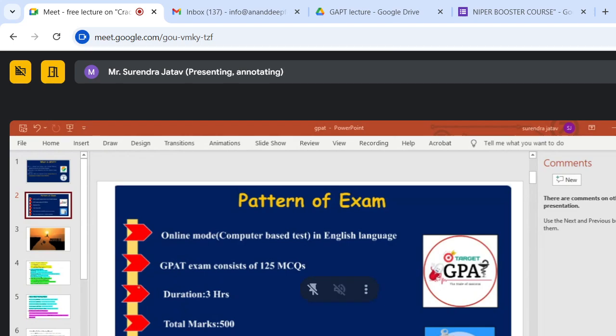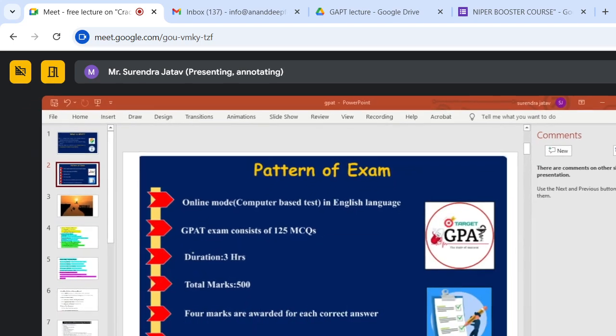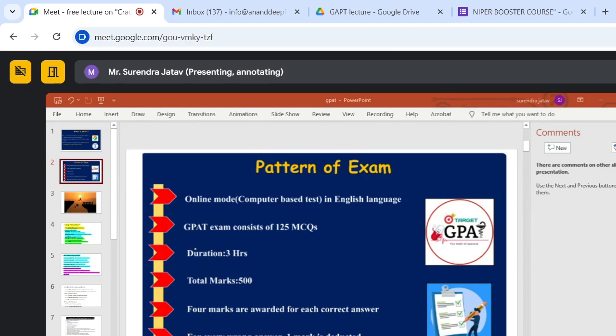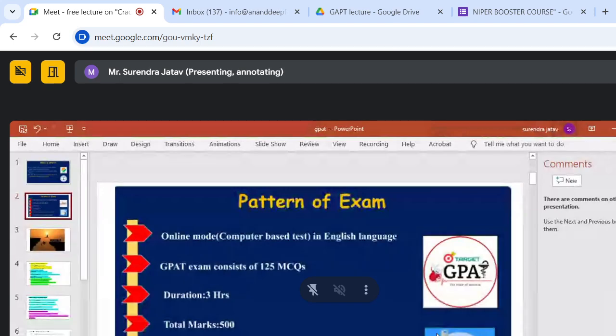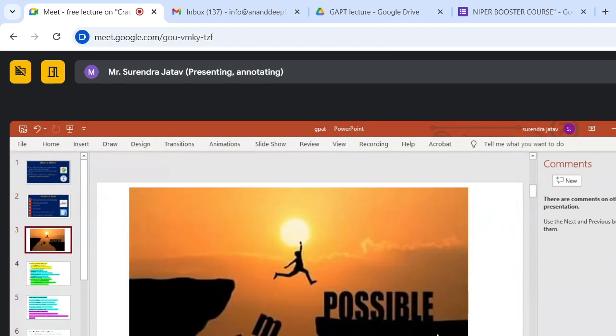So this GPAT exam consists of 125 MCQ questions. The duration is 3 hours, total marks 500, and marks are awarded for each correct answer. 4 marks are given for a correct answer and 1 mark is deducted for a wrong answer. So this is the pattern.